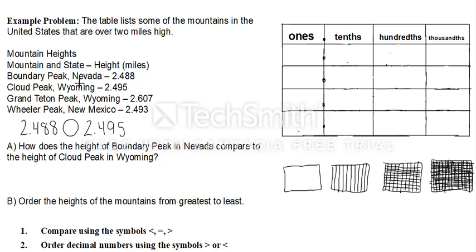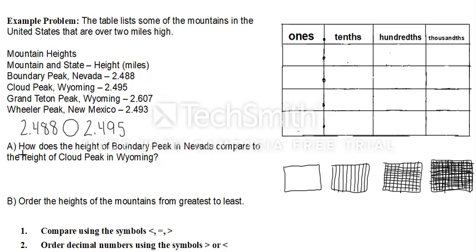There's Boundary Peak, which is in Nevada, and it's 2 and 488 thousandths of a mile. There's Cloud Peak in Wyoming, and it's 2 and 495 thousandths of a mile. And there's Grand Teton Peak in Wyoming, and it's 2 and 607 thousandths of a mile. And there's Wheeler Peak in New Mexico, and it's 2 and 493 thousandths of a mile.